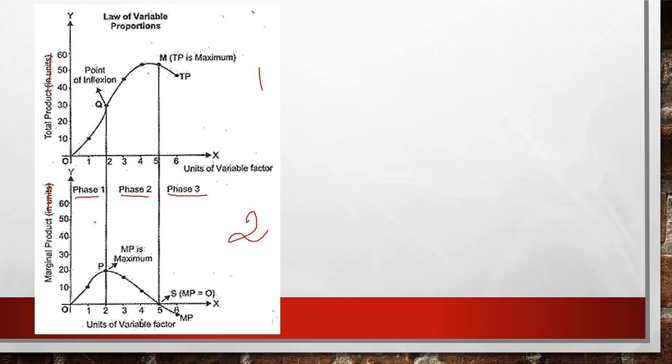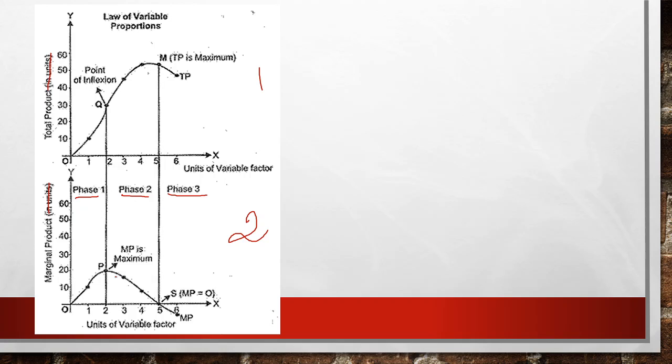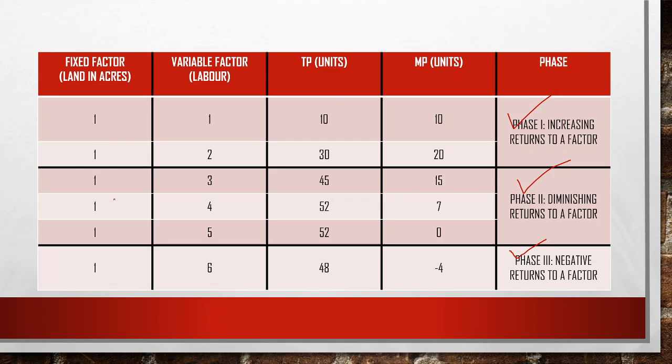Three phases. In the first phase we have seen that TP increases, and along with it MP also increases from 10 to 20, and TP increases at an increasing rate. So here see TP increases at an increasing rate like this. This is the first phase, and along with that MP is also increasing. In the second phase TP is increasing, no doubt, but it is increasing at a decreasing rate, from 45 to 52, only 7. From 52 to 52 it remains almost constant, right?